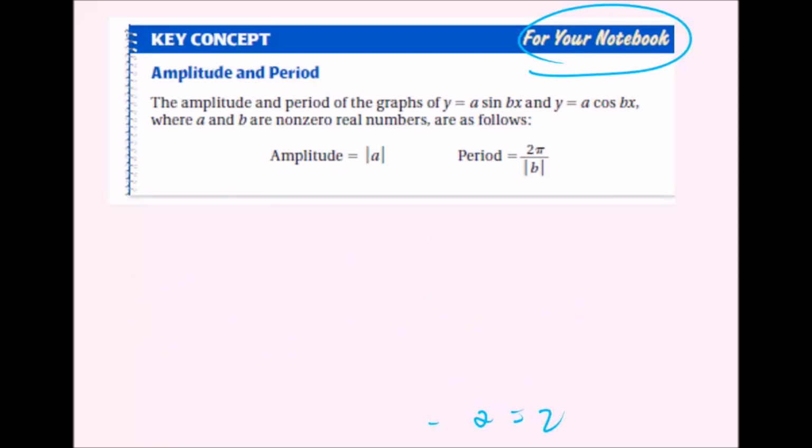The same thing's true when you're talking about the period. So normally y equals sine x, it doesn't look like it has an a or a b, but actually there's a little 1 there. We can think of the b being 1. So the period of the normal graph, like we already know, is 2 pi divided by the absolute value of 1, which is just 2 pi.